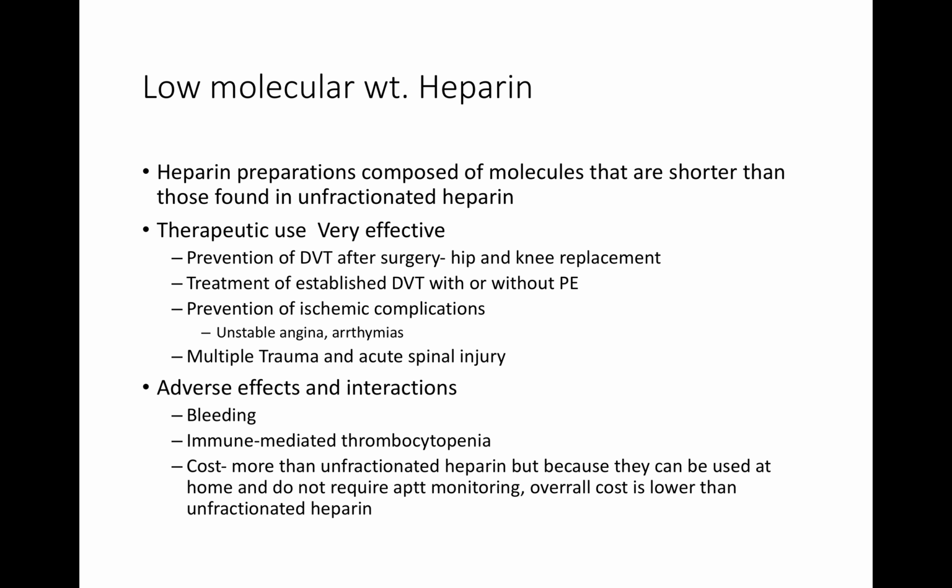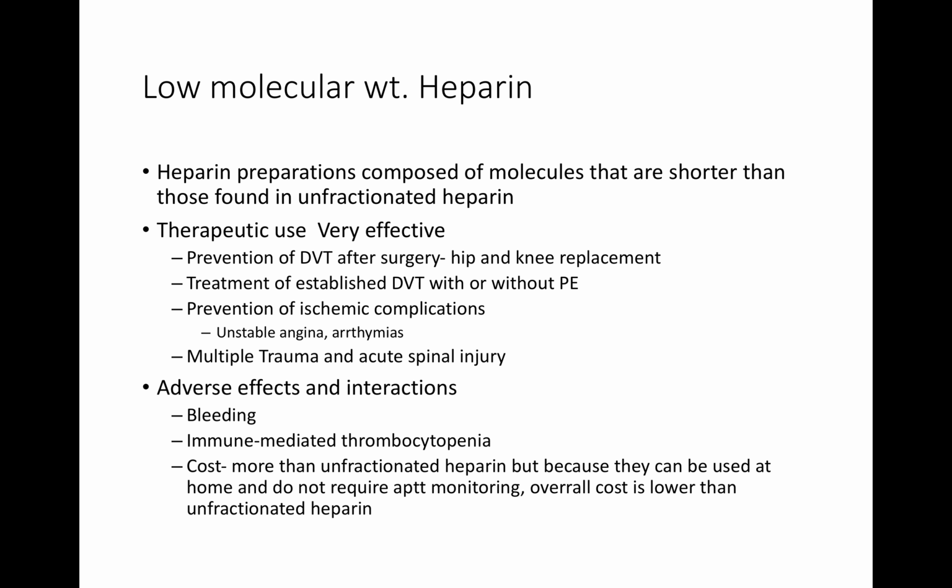Prevention of DVT after surgery, especially hip and knee replacement surgeries, because people aren't moving when you've got large joints like that immobilized. Treatment of an already established DVT with or without a pulmonary embolus. Prevention of ischemic complications such as unstable angina and arrhythmias. Multiple traumas and acute spinal cord injuries.